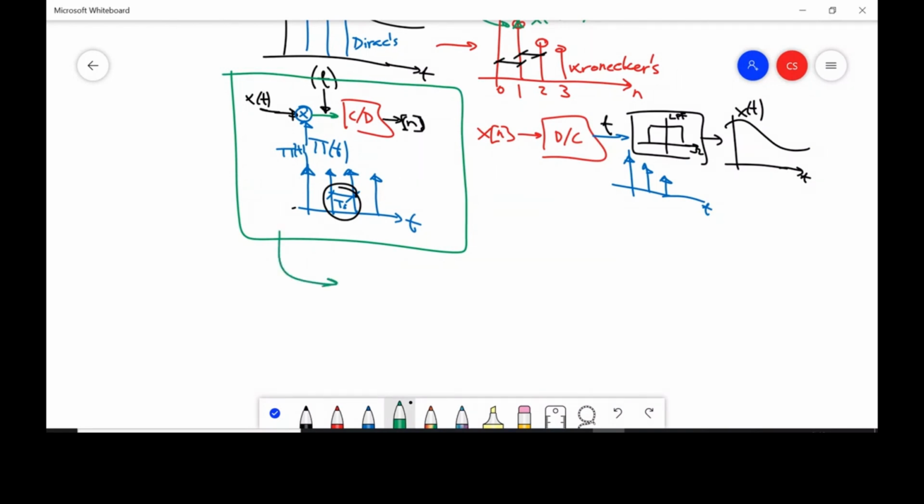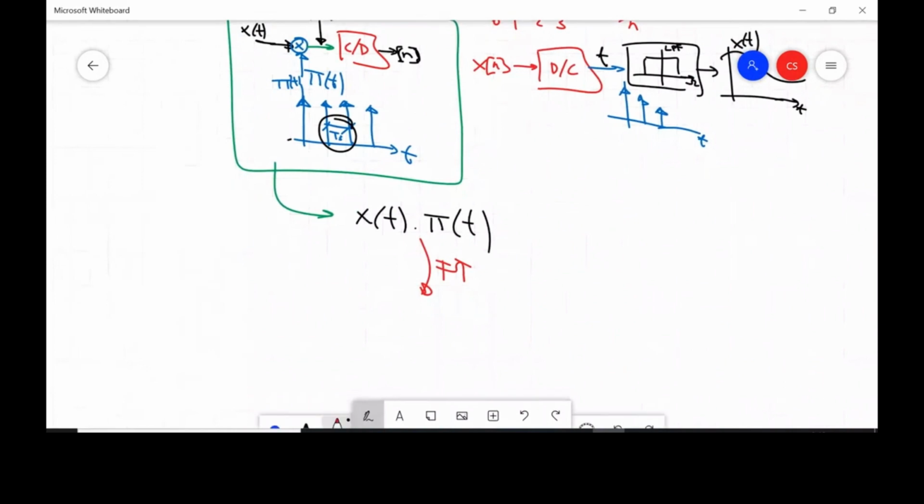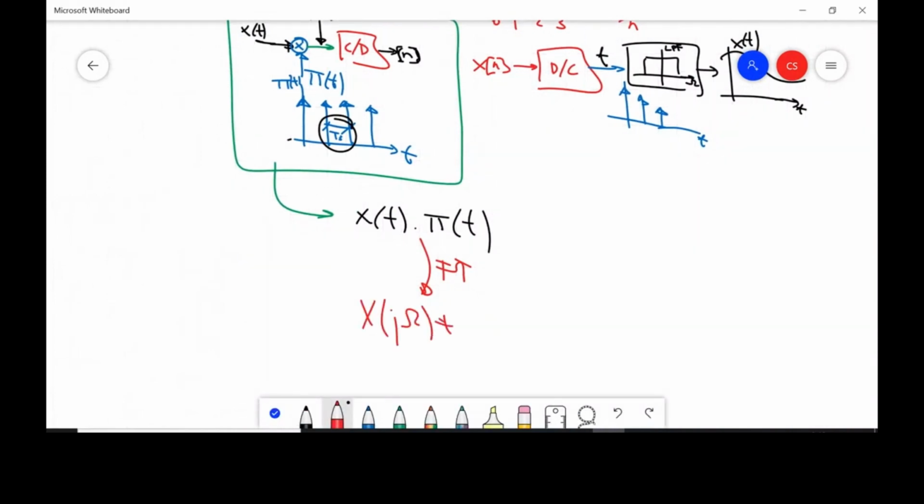So let's say that we have an x of t, multiplied by a train of deltas. In Fourier space, we now do the Fourier transform of this equation. And the Fourier transform of that says that we have the convolution of these two Fourier transforms. Let's put the hat to denote that we are in the Fourier space.